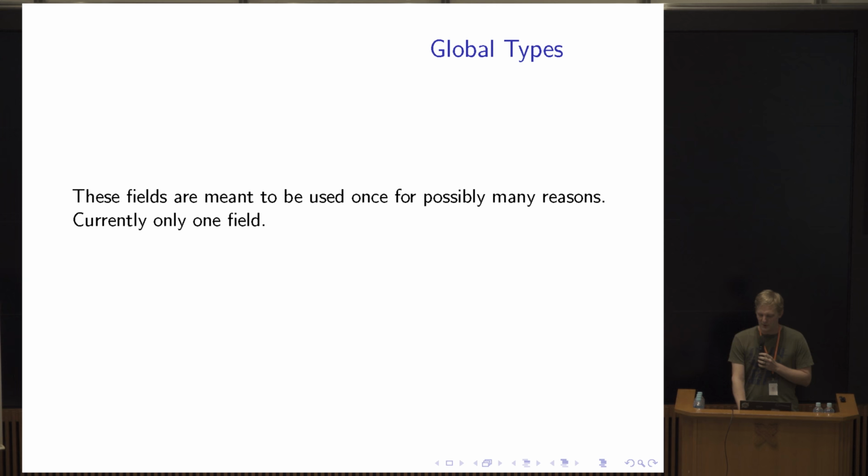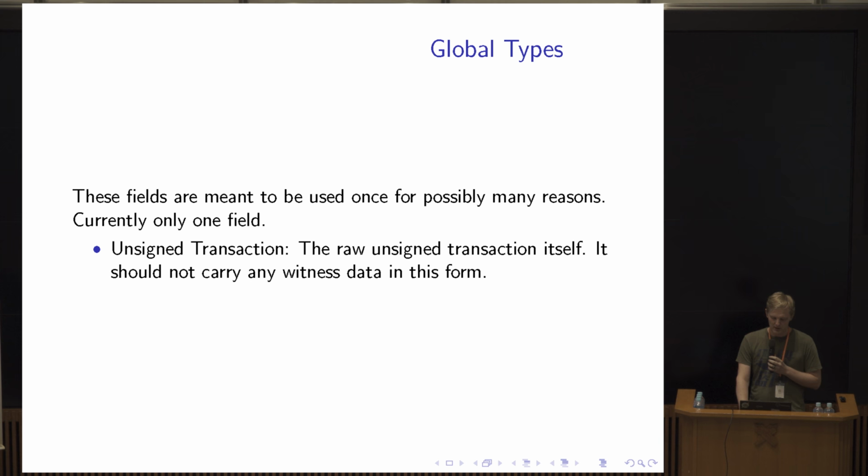So there's a global types field, and currently there's only one, which is the unsigned transaction itself. It's the transaction without any scriptsig values in it. So scriptsig is blank, the witness field is blank, there's no signatures or witness data of any sort.